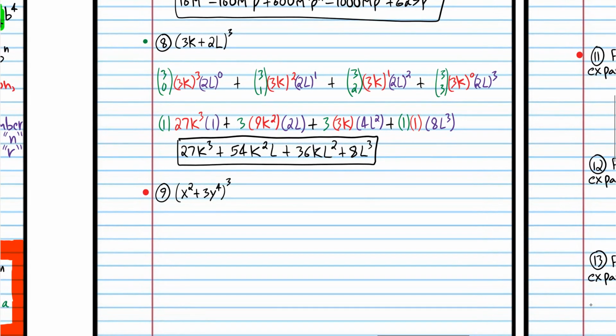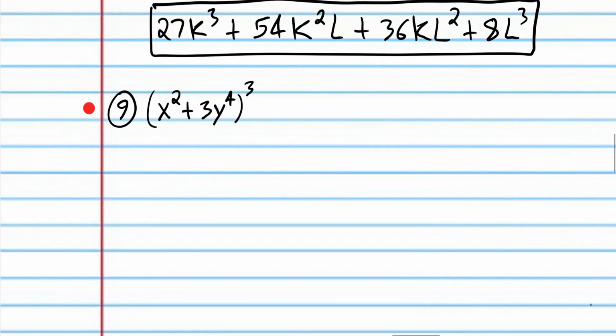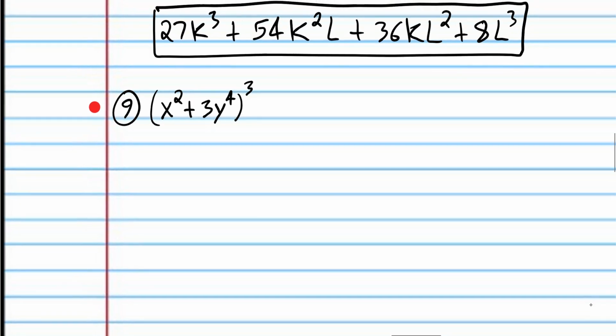The difference of this problem is that we have powers. So we have A and B. This is going to be A and this is going to be B, but both A and B have powers. So this is a problem where we're going to have to use both Rule 3 and Rule 5.